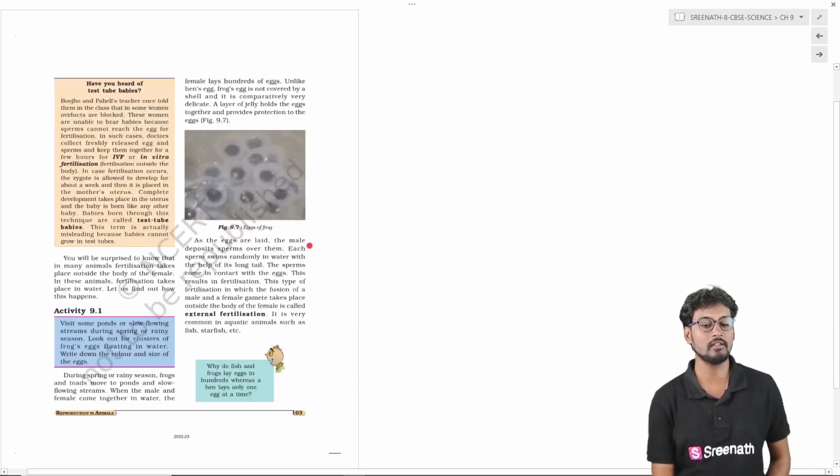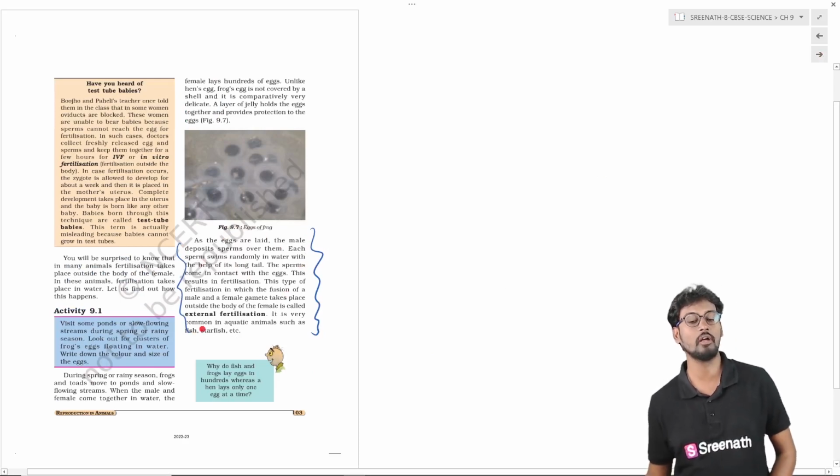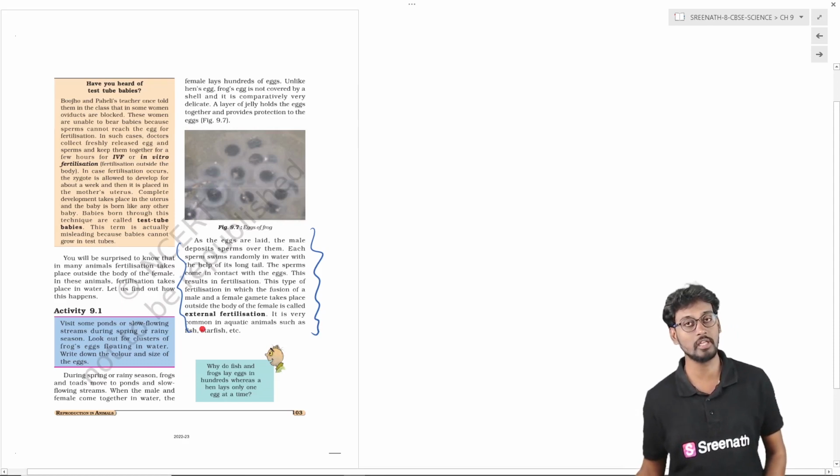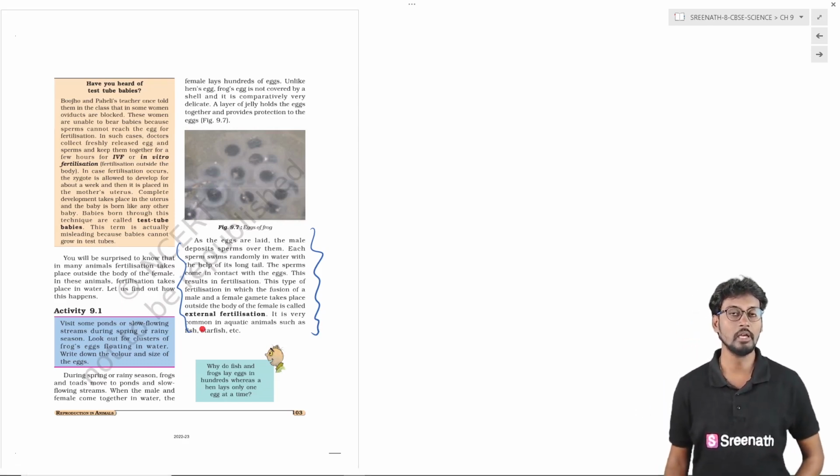The external fertilization is a very important thing that we discuss in the case of frogs. Other animals like amphibians and fishes also opt for external fertilization, where the fusion takes place in the medium, especially water.